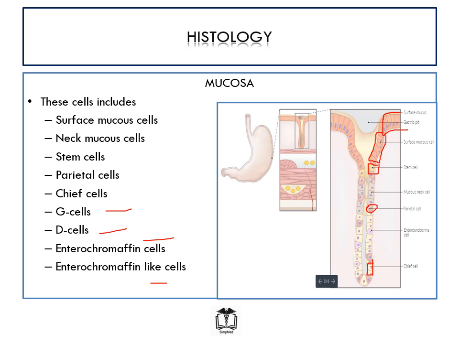Then we have the chief cells. Chief cells are found at the lowermost portion of the gastric pit. They tend to be involved in production of digestive enzymes like pepsin and gastric lipase. G cells are involved in the production of gastrin, hence the name G cells. D cells are involved in the production of somatostatin. Enterochromaffin cells are involved in the production of serotonin, whereas the enterochromaffin-like cells are involved in the production of histamine. So just note each of them. G cells produce gastrin, D cells produce somatostatin, enterochromaffin-like cells produce histamine, and enterochromaffin cells produce serotonin.